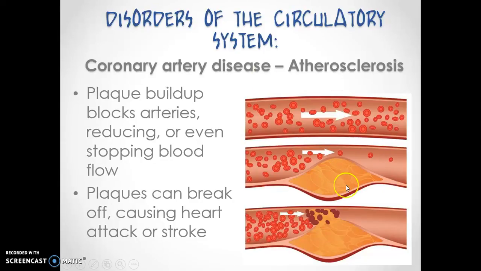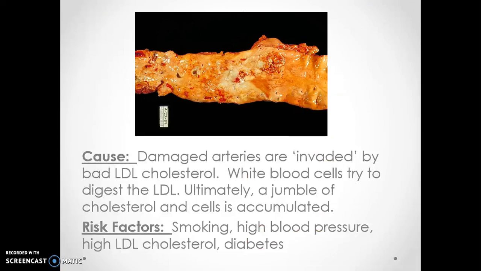The yellow or orange one is the structure of plaque. It will block the blood flow in our arteries. And this is an example of human coronary artery disease, which causes damaged arteries that are invaded by bad cholesterol. The white blood cells will try to digest the cholesterol, but ultimately a jumble of cholesterol and cells accumulates there, and it can be caused by smoking habits, high blood pressure, high cholesterol, or diabetes.